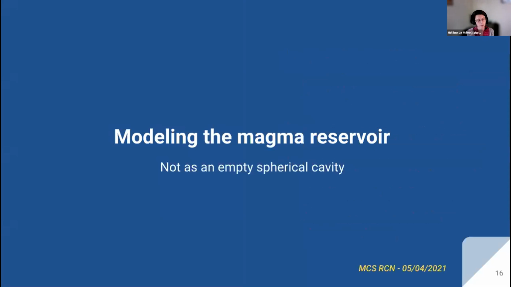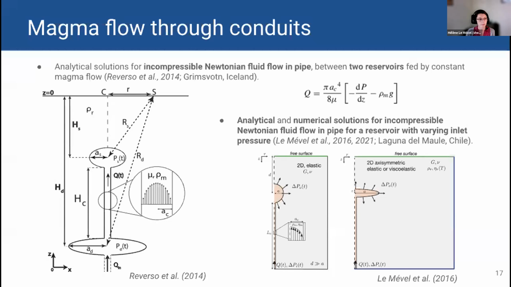Okay, so we looked at the deformation of the crust around magma reservoirs. And in this part now, we'll take a look at what happens in the magma reservoir itself, how to model it. In the models we looked at so far, the magma reservoir experiences a pressure change or volume change, but the magma that feeds the reservoir and pressurizes the reservoir is not actually modeled.